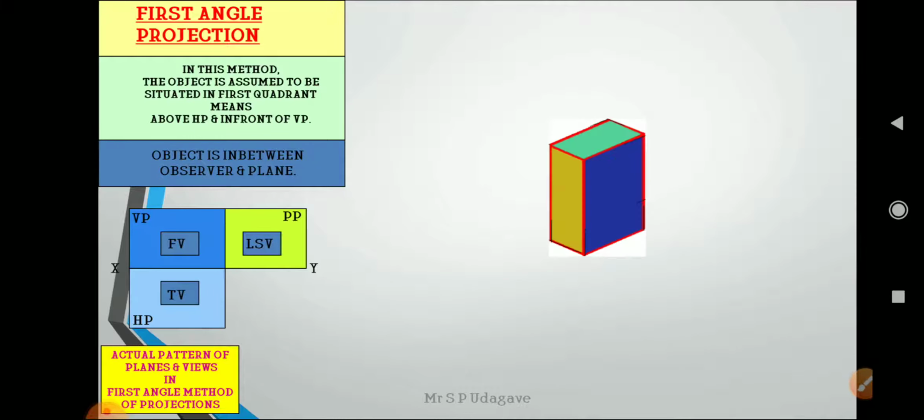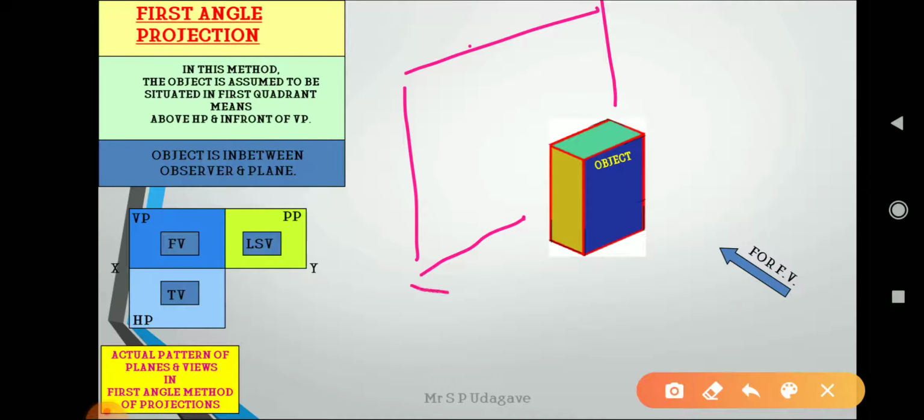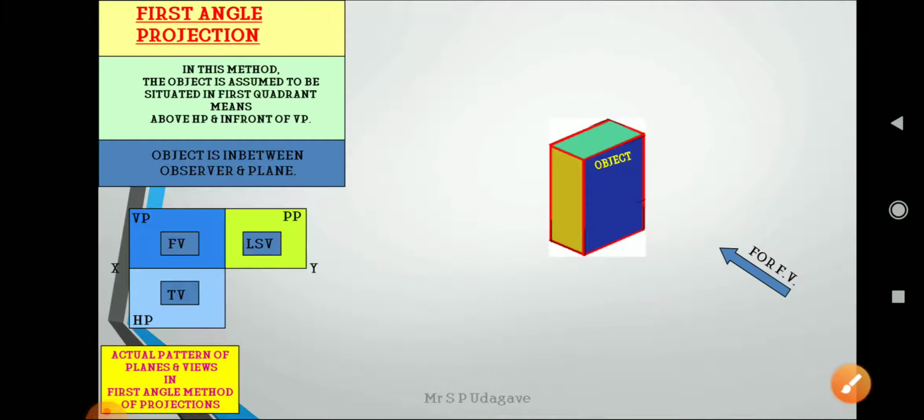Now we can see the first angle projection method through the object. In this method, the object is assumed to be situated in the first quadrant, that means above the HP and in front of the VP. So this is the object for the front view. This is the vertical plane and this is the horizontal plane, that is in front of the VP and above the HP. The object is in between the observer and the plane.